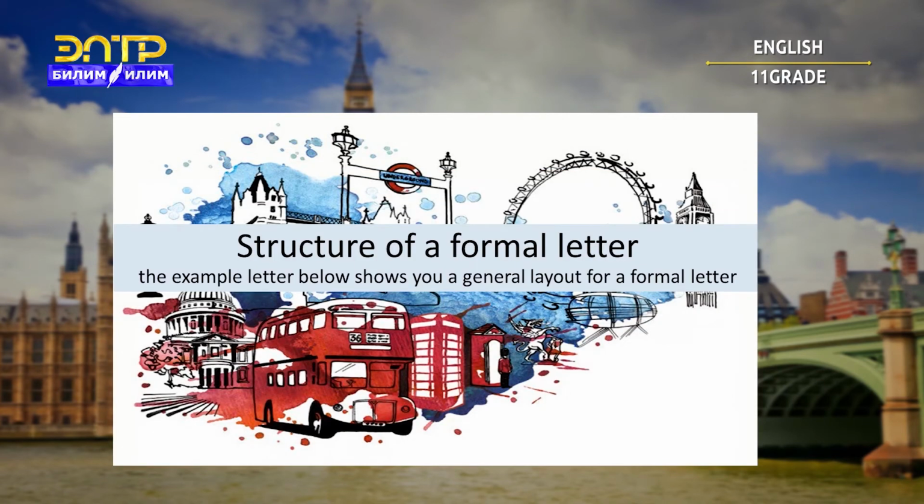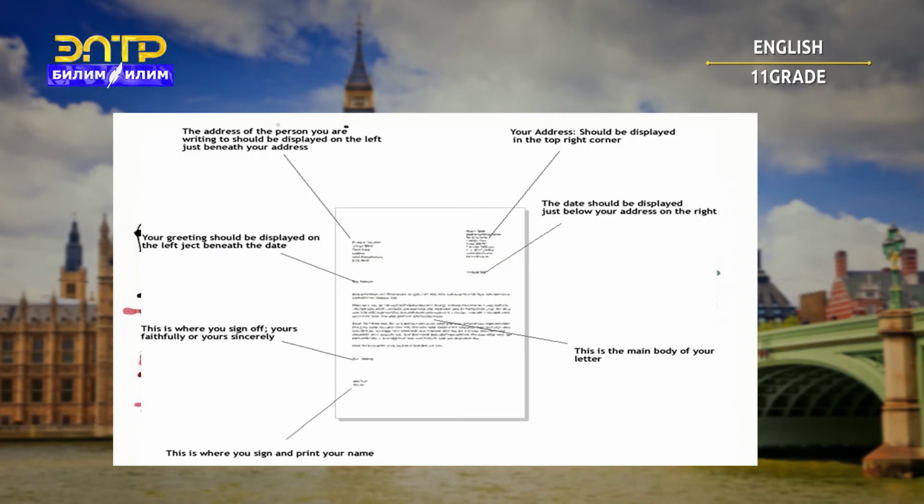Structure of a formal letter. The example letter below shows you a general layout for a formal letter. Look at the picture. You see a resume or formal letter, and you can see the structure. On the top you see the address of the person you are writing to should be displayed on the left, just beneath your address. Next, your address should be displayed in the top right corner. Next, the date should be displayed just below your address on the right.